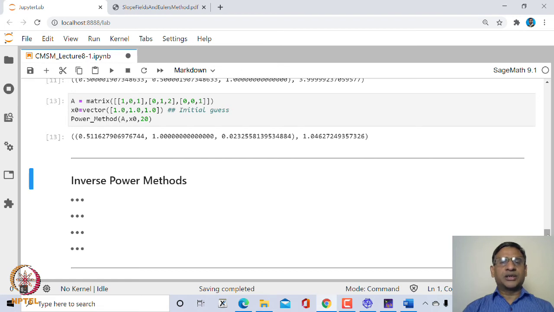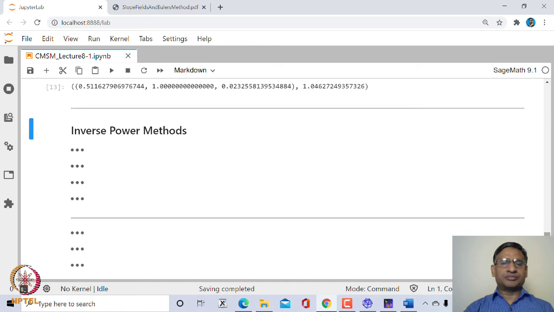So you can apply the power method to A inverse in order to find the smallest eigenvalue of A. However, finding the inverse of a matrix, especially for a large matrix, is quite an expensive task. So in that case, finding the inverse and then finding the largest eigenvalue numerically will be quite expensive. So in that case, one can apply what is called the inverse power method. And how does it work?